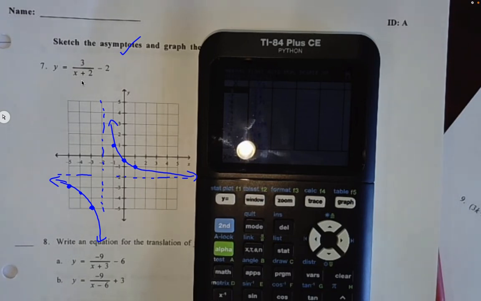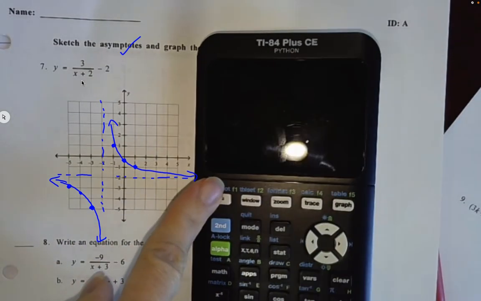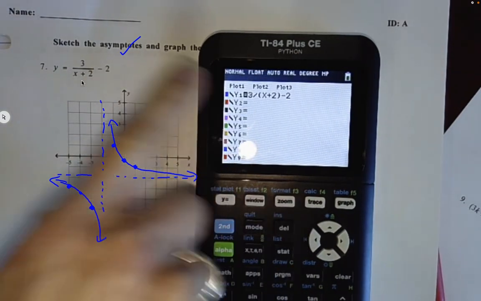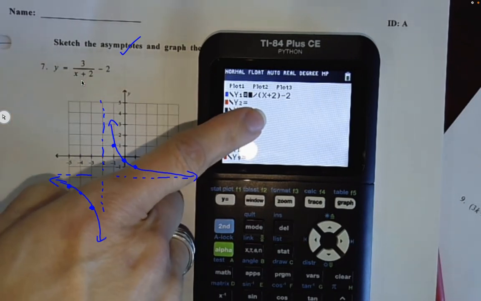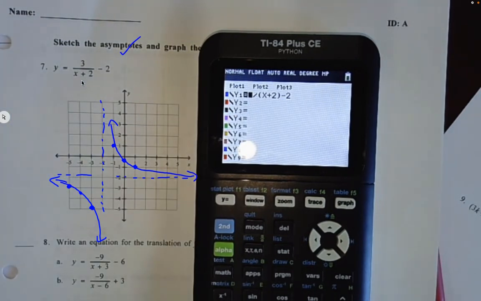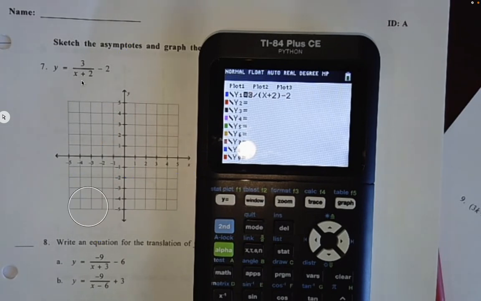We only have a few problems to go through. Tell me when you put that in your calculator so I can write it down. If the number on top is by itself, 3 divided by. Now, since there are several things in the denominator, they have to go in parentheses. So x plus 2 is all in the denominator, so you have to put it in parentheses. And then once you close those parentheses, the minus 2 will go out to the side. All right, let's keep going.